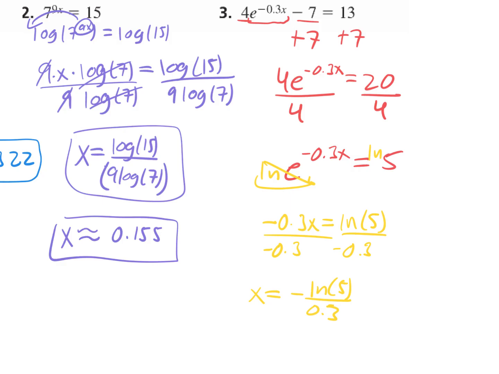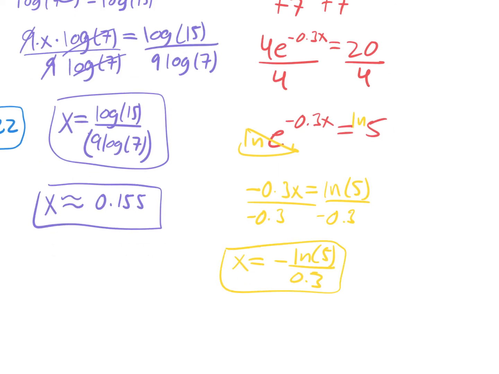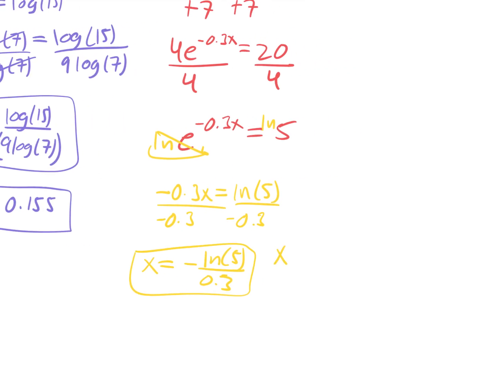All right, now this is our exact answer. So now let's put this into our calculator. Let's see what we get as our decimal approximation. All right, so if you put this in your calculator, we should get about negative 5.365.